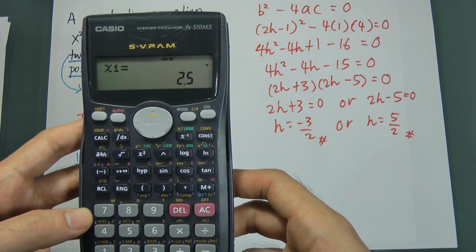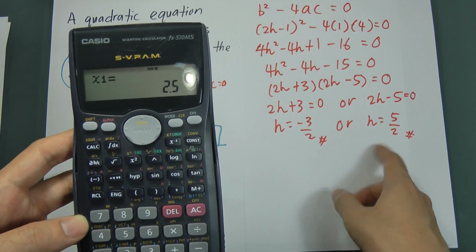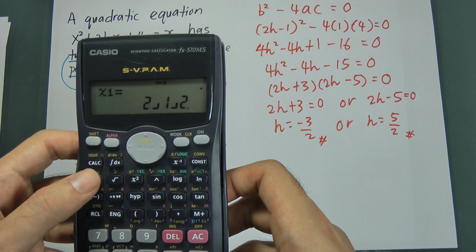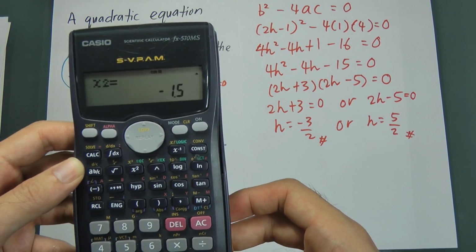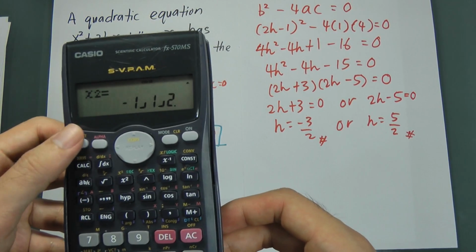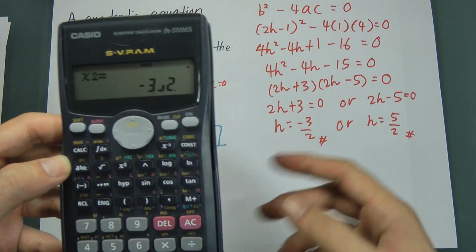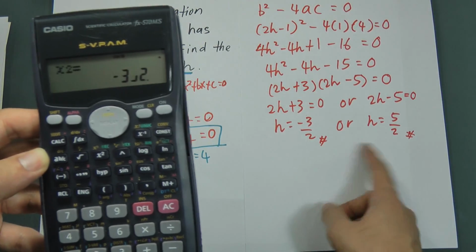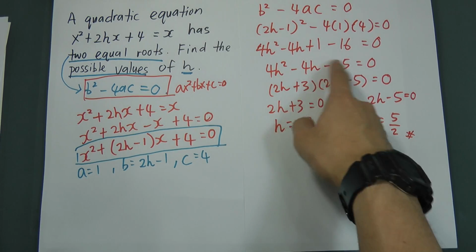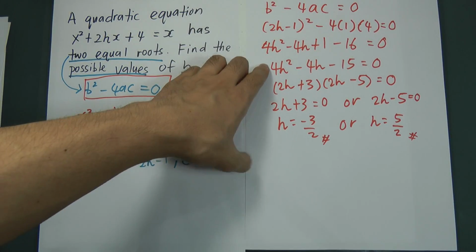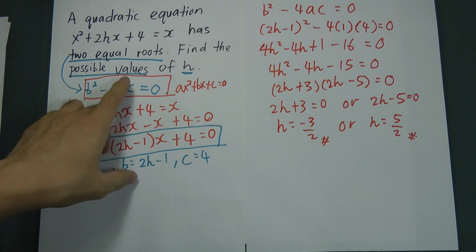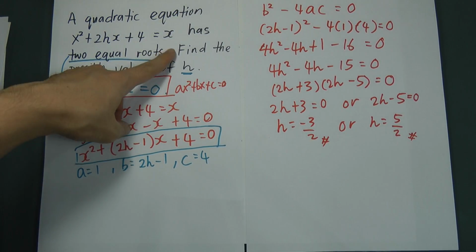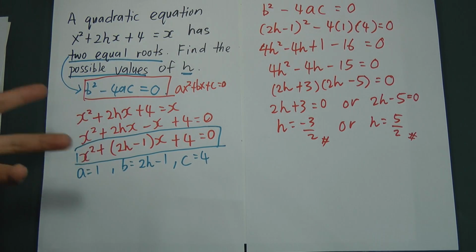So I got x1 is 2.5, which is 5/2. You can write it like this, or you can press the button. So it's 5/2. x2 is -1.5, you can press shift this button, it is -3/2. So I can get these two answers. Of course, I think students who take maths should know how to factorize this one. So the key point over here is two equal roots, and then you have to understand that possible values mean you got more than one value for h.